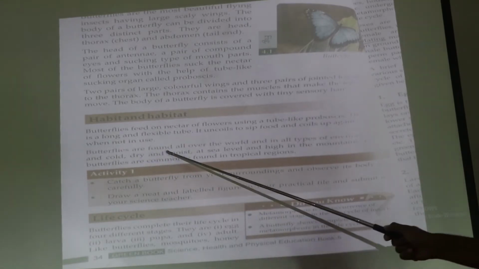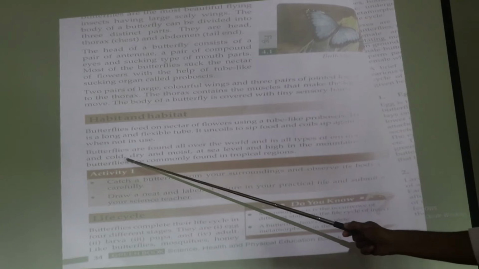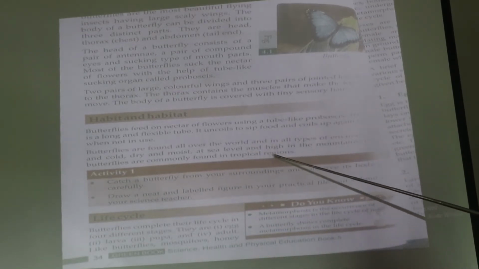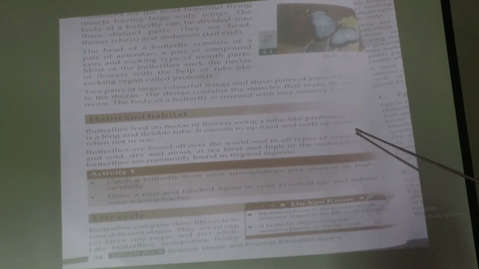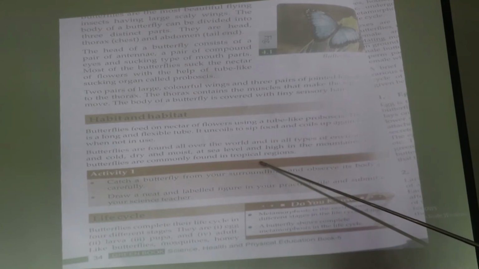Butterflies are found all over the world and in all types of environments, hot and cold, dry and moist, at sea level and high in the mountains. However, butterflies are commonly found in tropical regions. Now we are going to study about the life cycle of a butterfly.